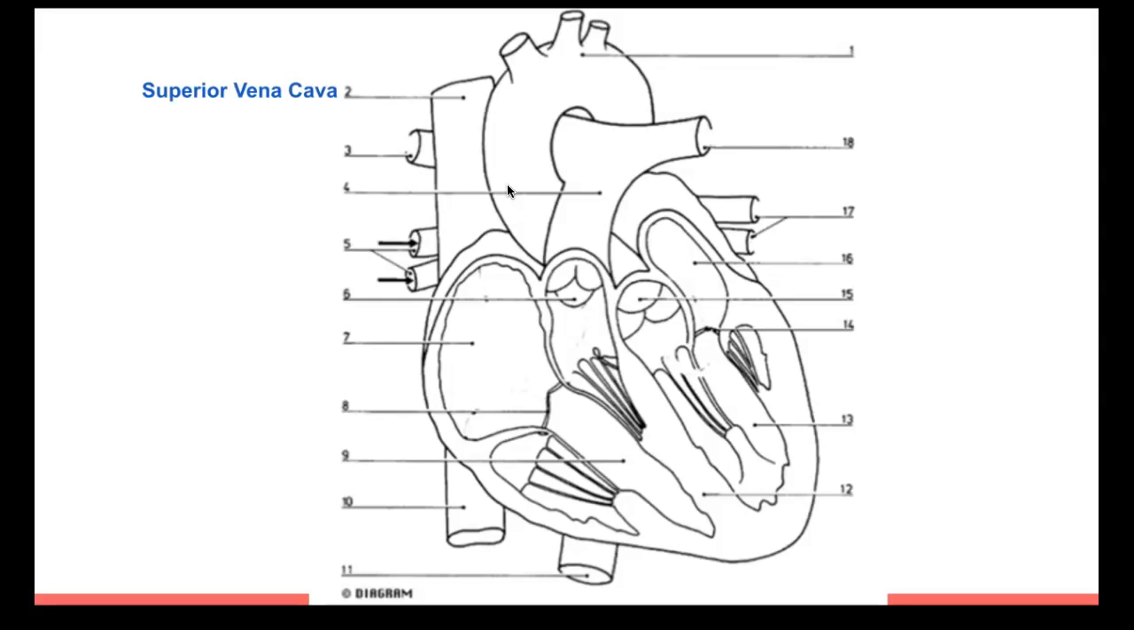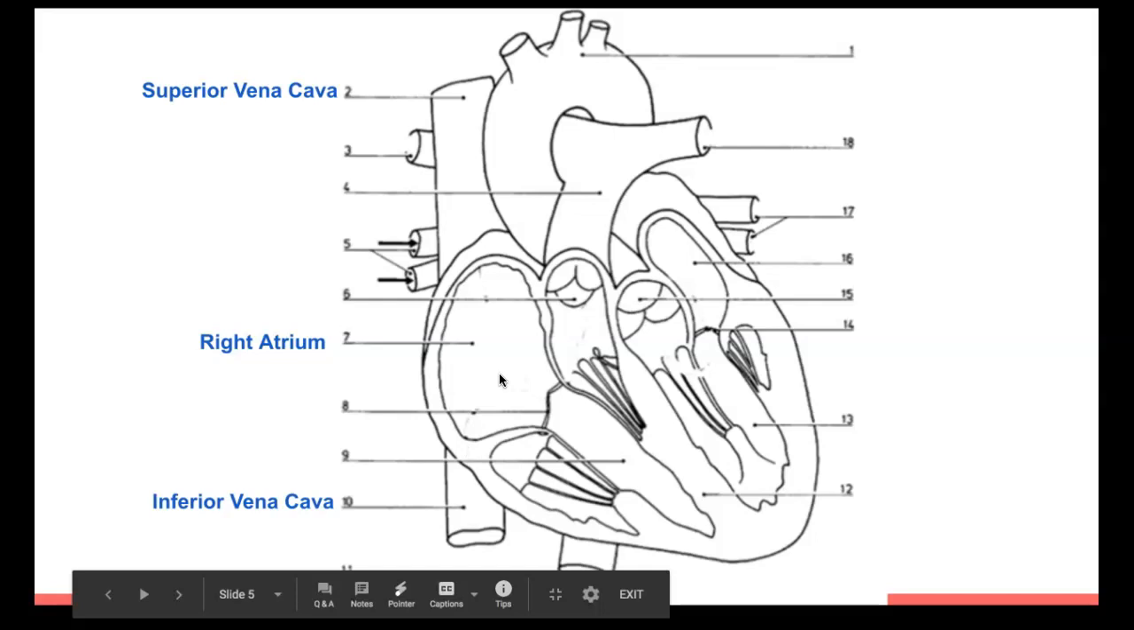So number 2 is what we call the superior vena cava. Superior just means on top. And we also have the inferior vena cava, which is number 10. Both of those things are leading into our right atrium. So we have blood coming in here and also blood coming in here, going into the right atrium, which is number 7.